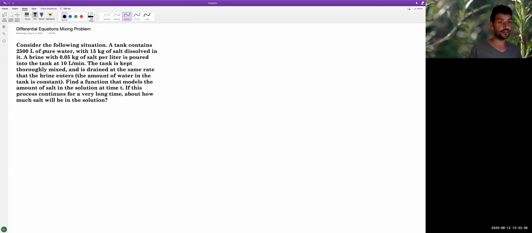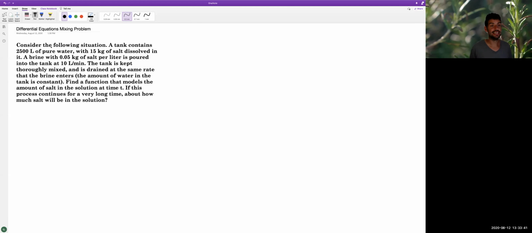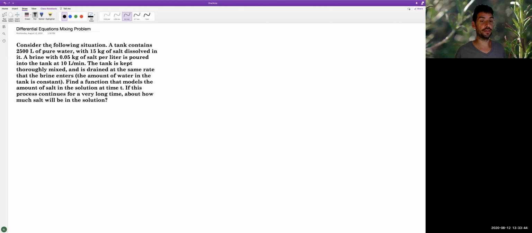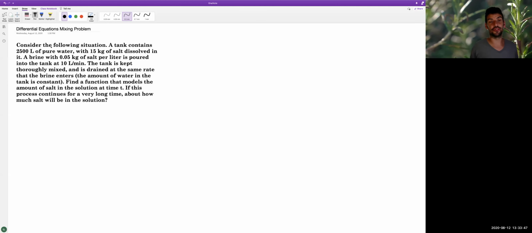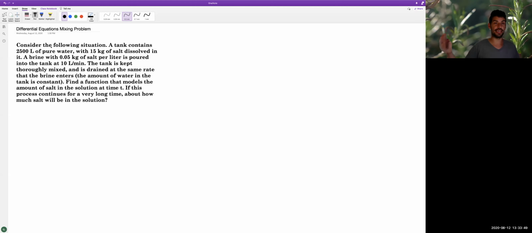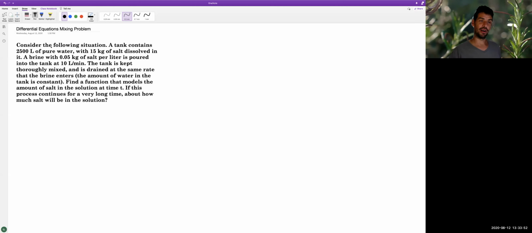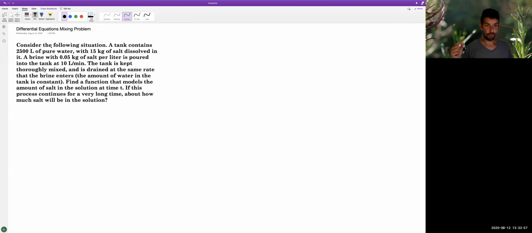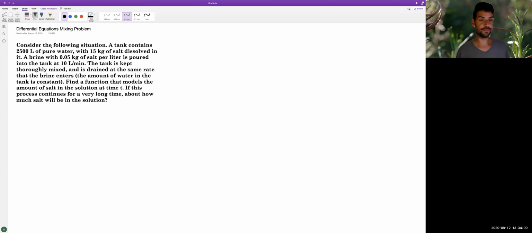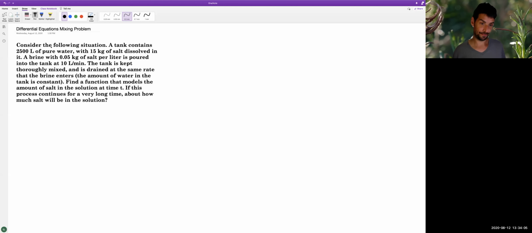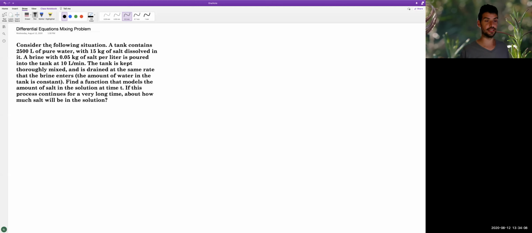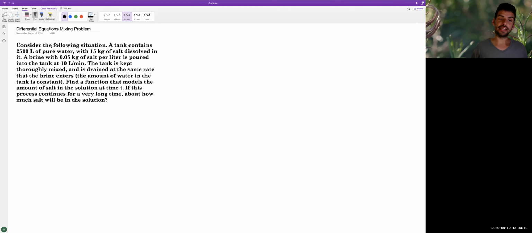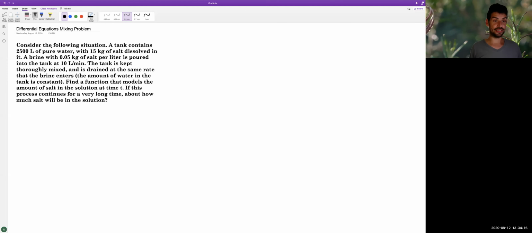Okay, so here's the problem. We've got a tank that holds 2,500 liters of pure water, and it's got 15 kilograms of salt dissolved in it. So it's a 2,500 liter tank, 15 kilograms of salt, and there's a brine pouring in. So this is just water mixed with salt that has 0.5 kilograms of salt per liter, the concentration of salt, poured in at 10 liters per minute. The tank is thoroughly mixed and is drained out at the same rate the brine enters. So 10 liters are pouring out from the tank.